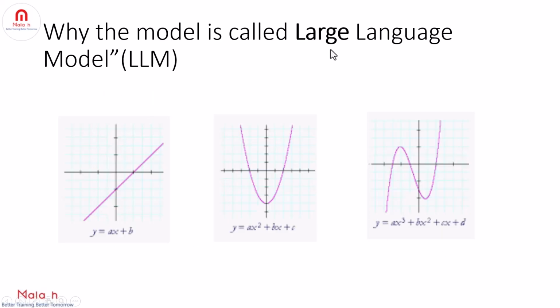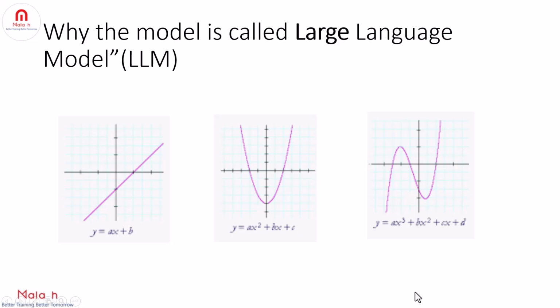For example, let's take these graphs. If we take y = ax + b, how many parameters do we have here? We have two parameters, a and b. It's a simple straight line. Now let's see the quadratic graph. We have three parameters here, a, b and c. And the next graph has four parameters, A, B, C and D.